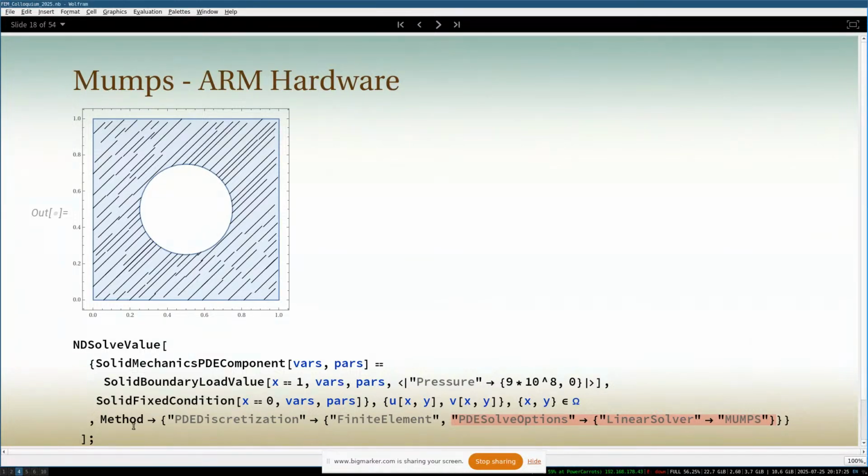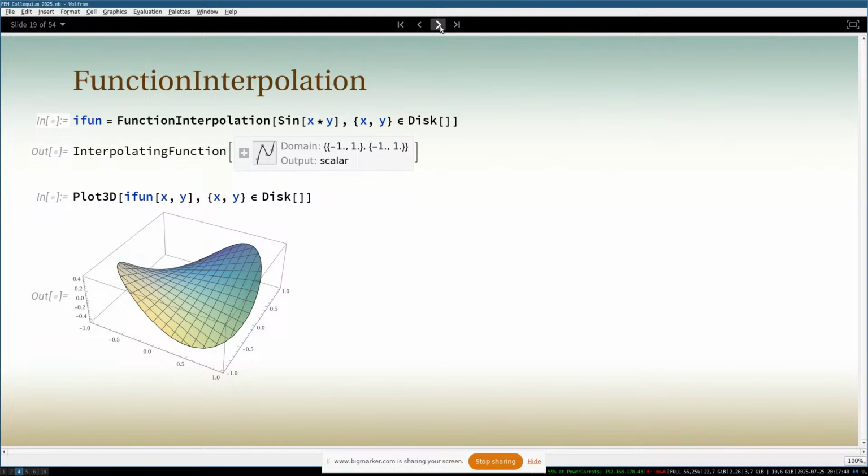For version 14.3, again, you'll have to specify this method option: PDE solve object linear solve goes to MUMPS. That's one option. And in version 15, the version after the one that's coming out, this is going to disappear again. It's going to be fully automatic, but we're not quite there yet. So that's an update for these things.